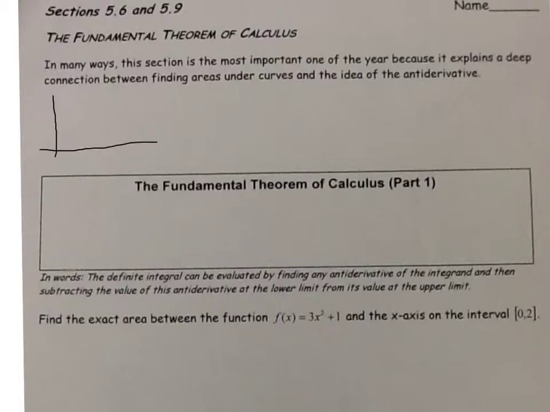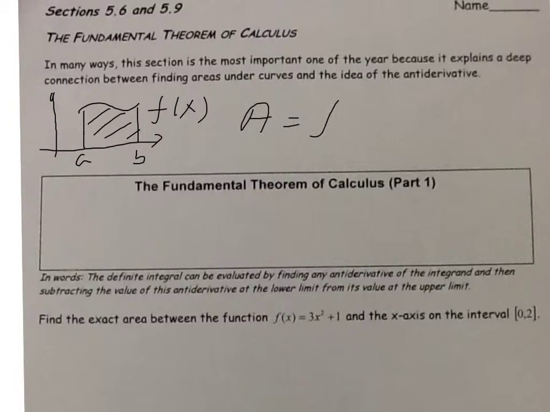We're interested in finding the area under the function f of x on some interval from a to b. So hopefully your graph looks a little better than mine. So we know that in order to find the area, we've seen it before, we need to find the definite integral from a to b of f of x dx.